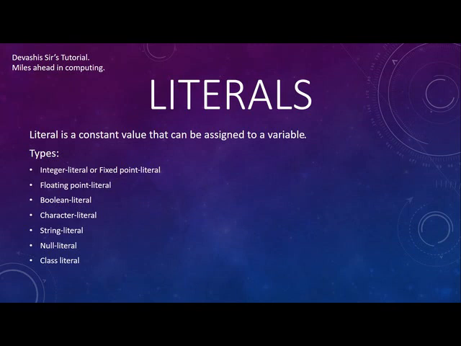Now literals. What are literals? I had already talked about literals. A literal is a constant value that can be assigned to a variable. There are different types of literals: integer literal, or fixed point literal, that's another name for integer literal. And then we have floating point literal, Boolean literal, character literal, and string literal, a group of characters. Remember, null literal and class literal are beyond the scope, so I cannot discuss much of this right now.